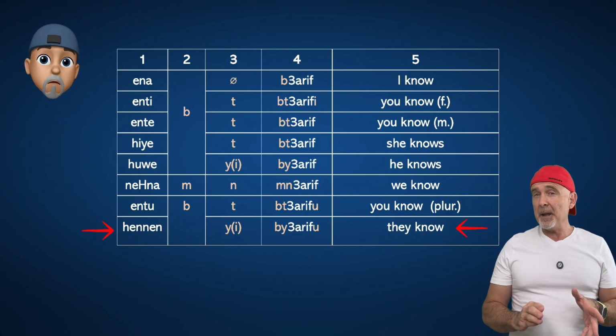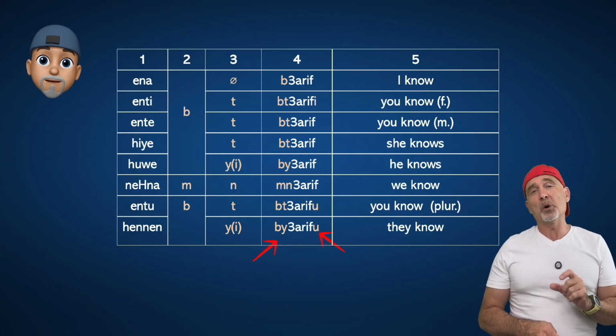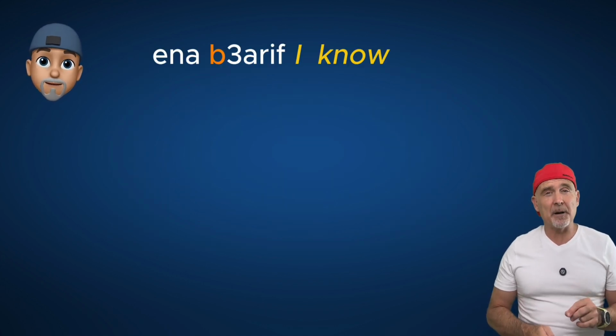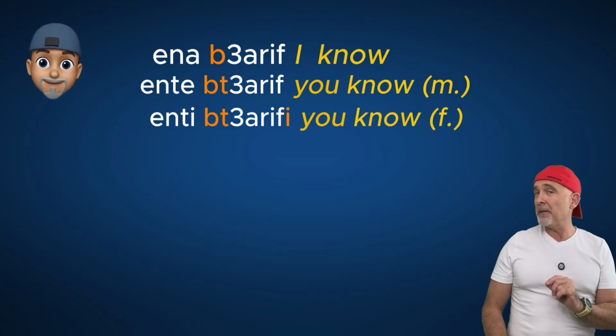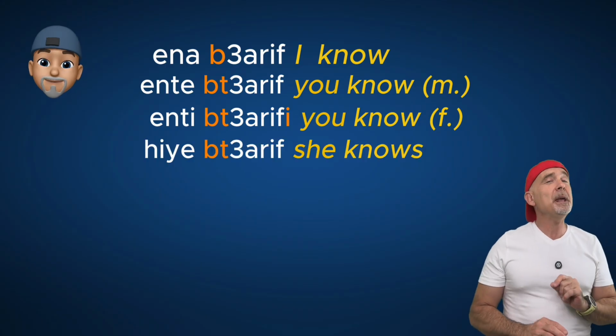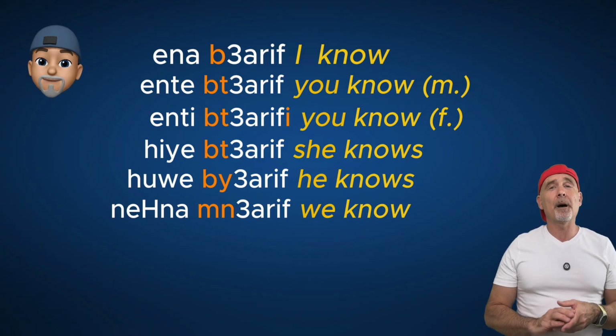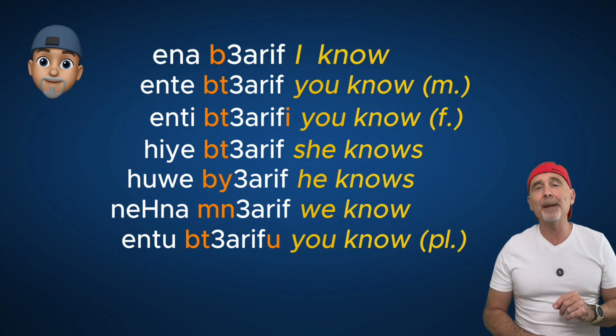They know. For هنن, they, we start like هو, بيا, but we add the plural ending U at the end. هنن بيعرفوا. They know. So the full pattern is أنا بعرف, I know. أنت بتعرف, you know, to a male. أنتِ بتعرفي, you know, to a female. هي بتعرف, she knows. هو بيعرف, he knows. نحن بنعرف, we know. أنتم بتعرفوا, you guys know. هنن بيعرفوا, they know. That's it. That's the habitual present. That's the main pattern.